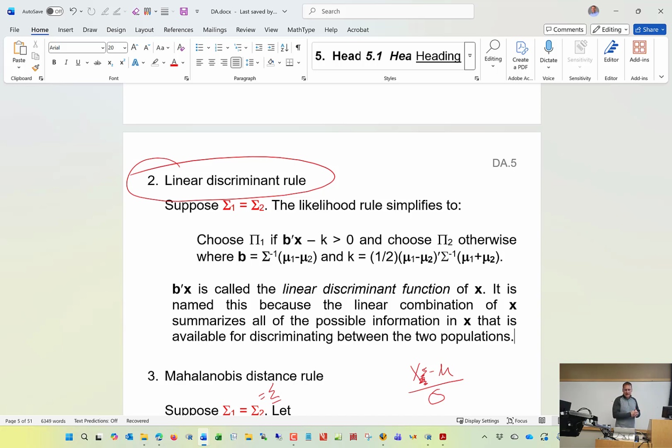This semester I decided to just skip it. But in the end, there's basically a linear function in there, and that linear function is what lends the name linear discriminant rule. Now when I have different covariance matrices, I end up having a quadratic function in an expression similar to this, and that's where quadratic discriminant analysis comes about.